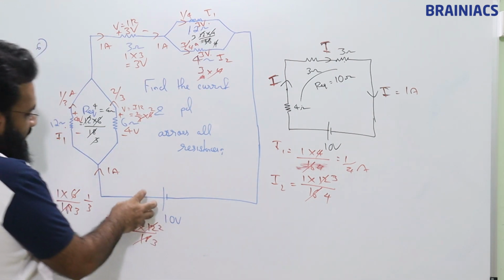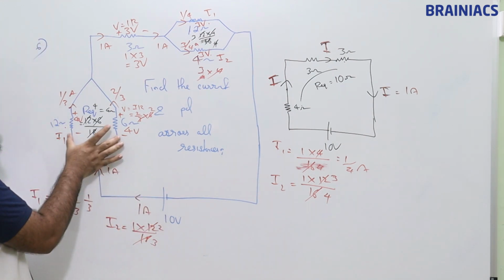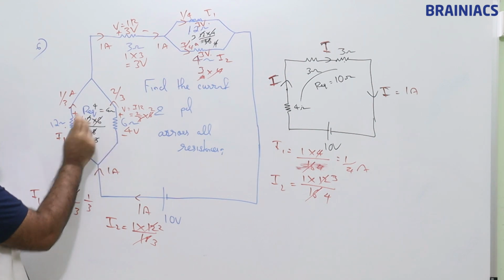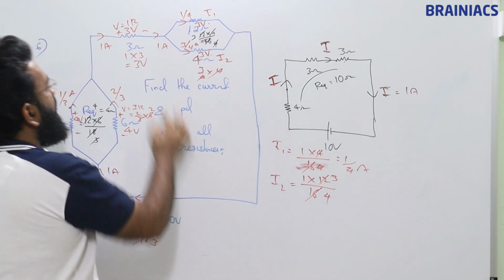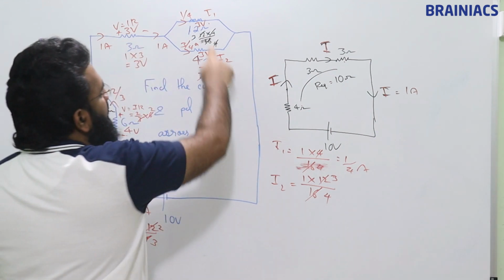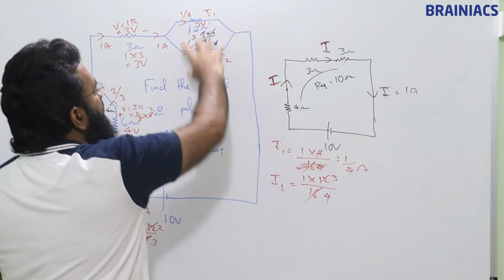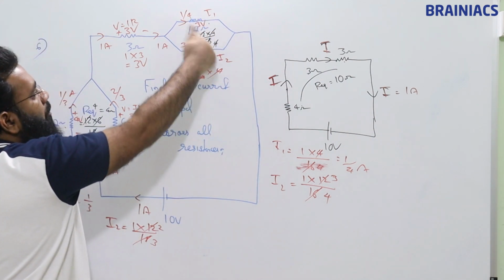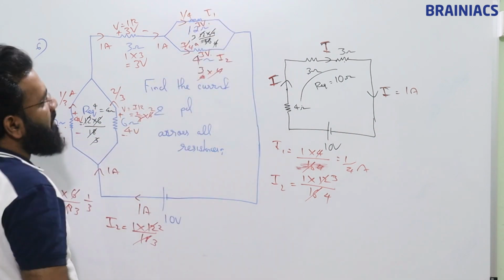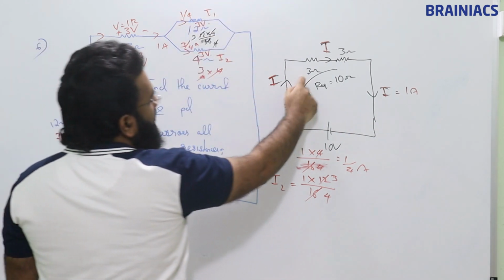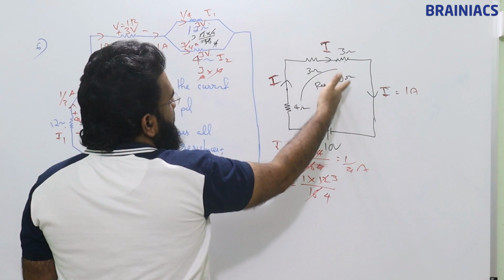So nothing. Since current is not given, first we found the equivalent resistance of this. 12 into 6 by 12 plus 6. 4 ohm we got. Here this is already 3 ohm. This one again we don't have equivalent resistance, so we found 12 into how much is this? 4. 12 into 4 by 12 plus 4. So 3. So 4, 3, 3. This is in series. Total is 10.